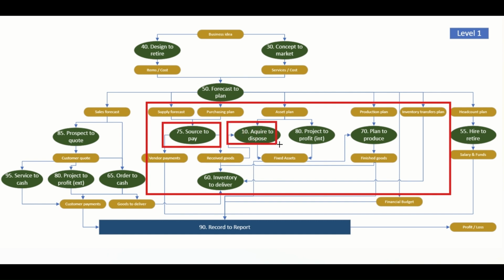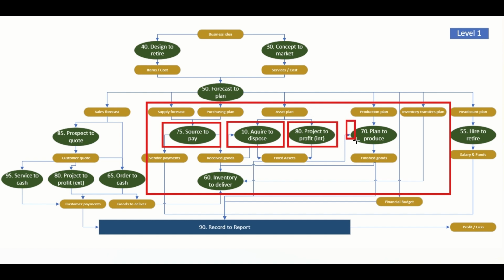The acquire-to-dispose scenario, ID 10, manages the lifecycle of company's equipment and other fixed assets. This cycle can begin with the purchase of an asset within the procure-to-pay scenario, or the asset can be created during the implementation of an internal investment project within the project-to-profit scenario.